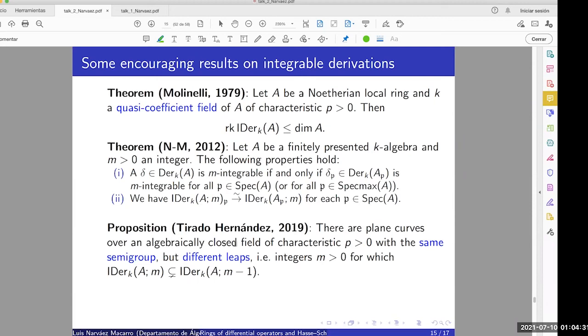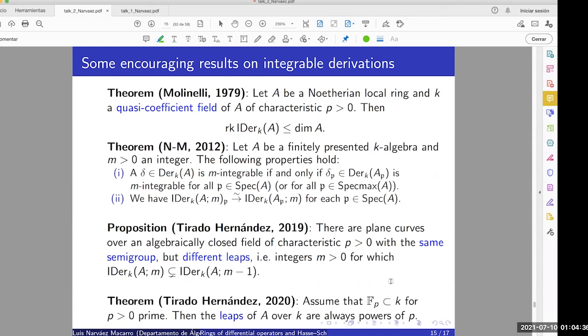And there is also an interesting result by Maripaz Tirado, that if we are in positive characteristic p, because everything I mentioned before makes sense for any base ring. You don't need a field in order to prove everything. But in the geometric case, obviously you have a base field. And so if your base field is of positive characteristic p, then the leaps of A are always powers of p. Okay, this is, I think, something, let's say, expected, but we needed a proof, and Maripaz found one.